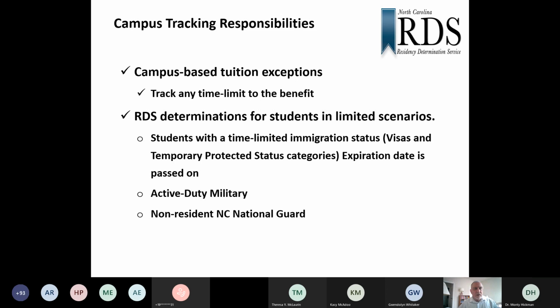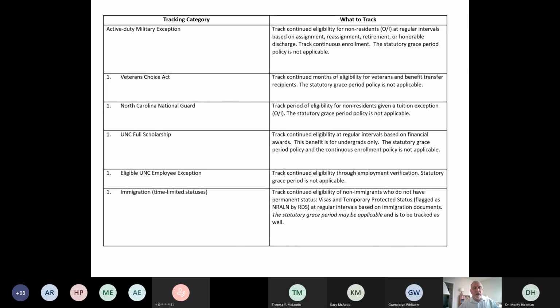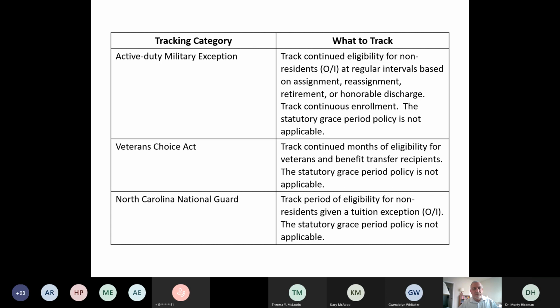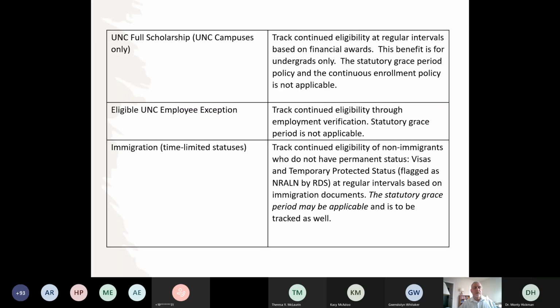Okay. At the end of the manual, there are charts that go through all the exceptions. And here we go. You can actually eliminate that first one and it tells you if it's something that needs to be tracked. UNC full scholarship, that's just UNC's, so it's going to tell you here for immigration. And in general, the grace period is not going to apply because of most of these exceptions.